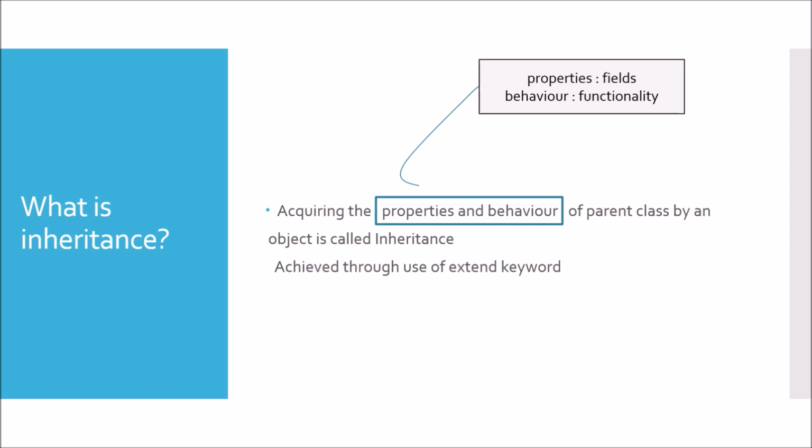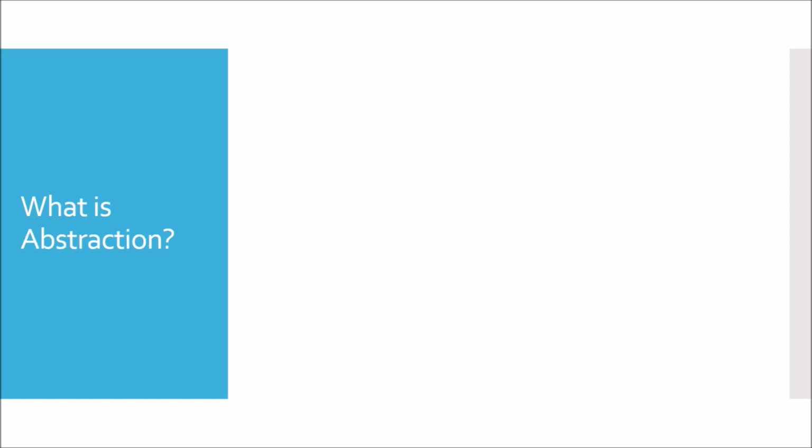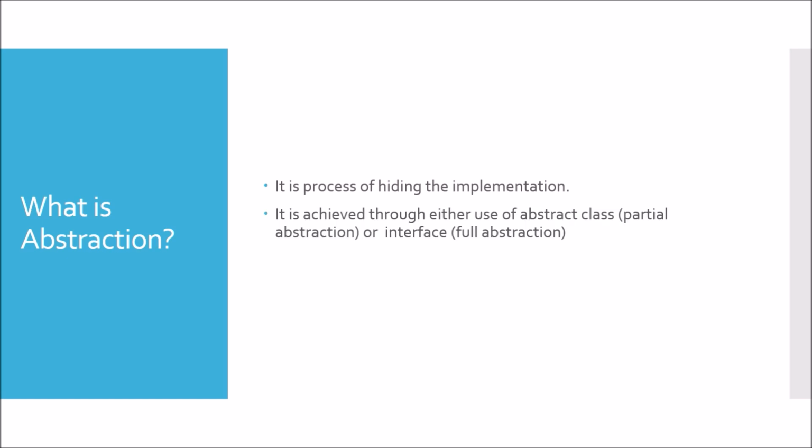Moving to the next question. What is abstraction? Abstraction is the process of hiding the implementation. Again, it is achieved through either the use of an abstract class, which is also sometimes called partial abstraction, or an interface. Full abstraction you can achieve with the help of an interface. Tell me the difference between abstract class and interface. Now, when an interviewer asks you about abstraction, naturally this question is going to be the next question.